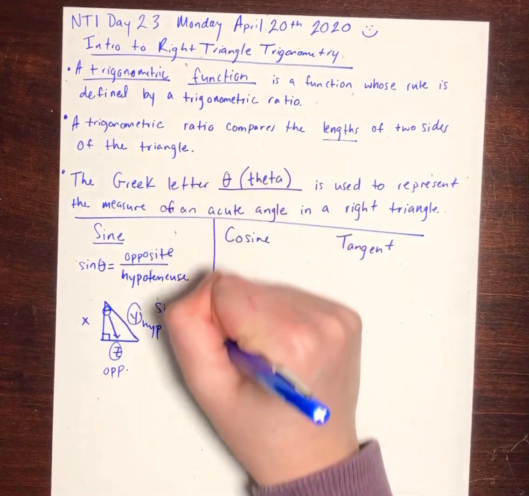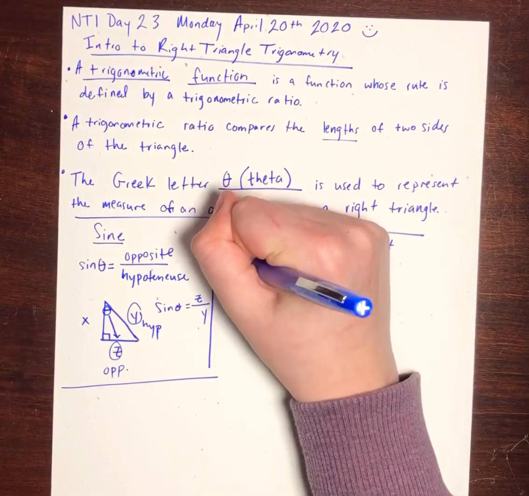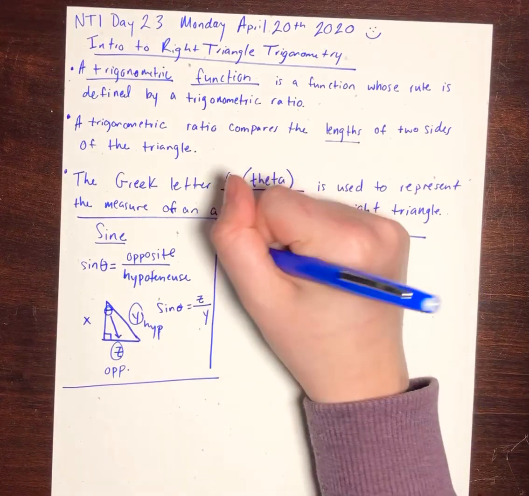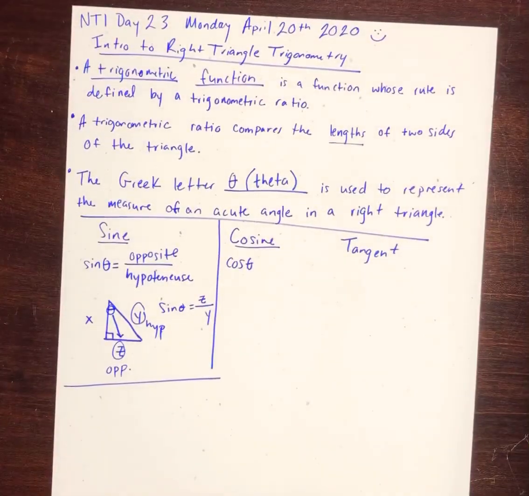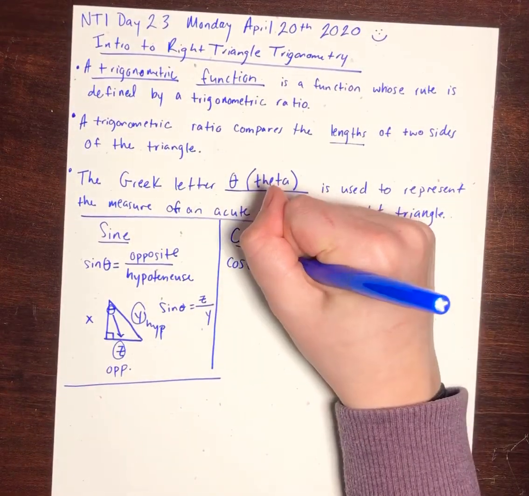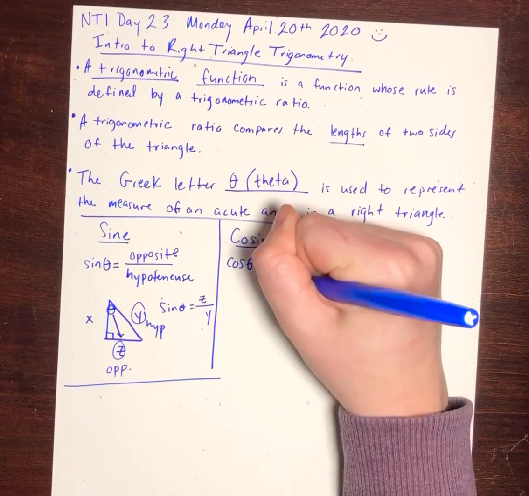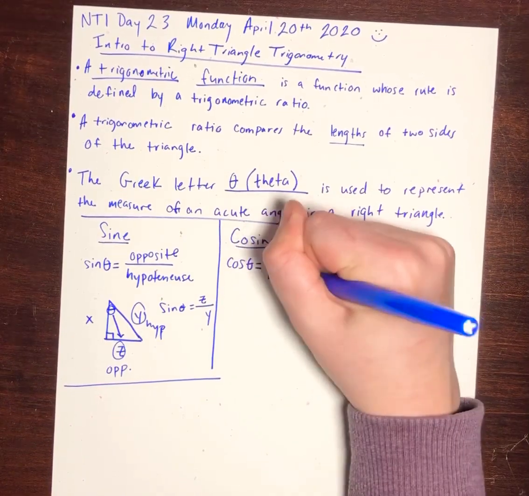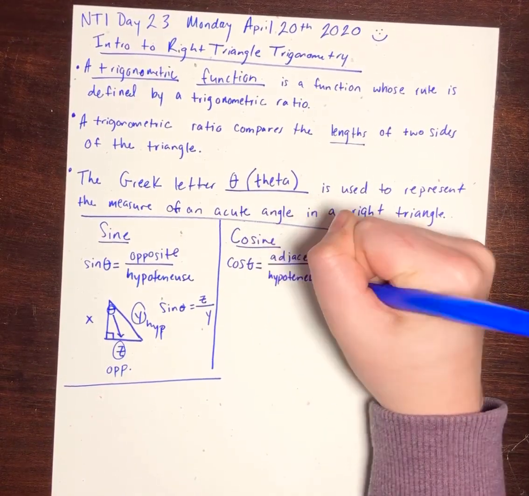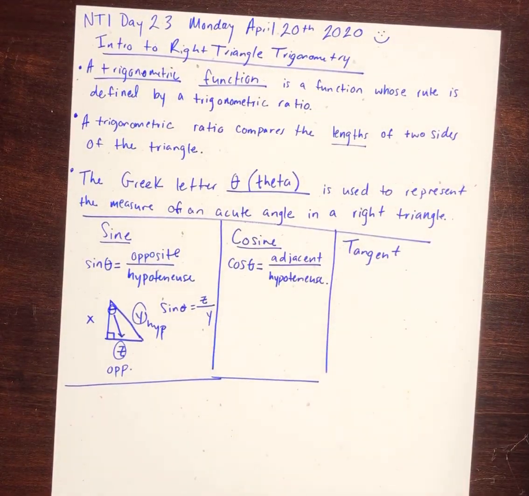So that's sine, basically. And then we have cosine, which is not very different. We just shorten that to cos theta, because again, that's the angle we're looking for. And then cosine is the adjacent over the hypotenuse. Now, if you don't know what adjacent means, it just means it's the side next to it.